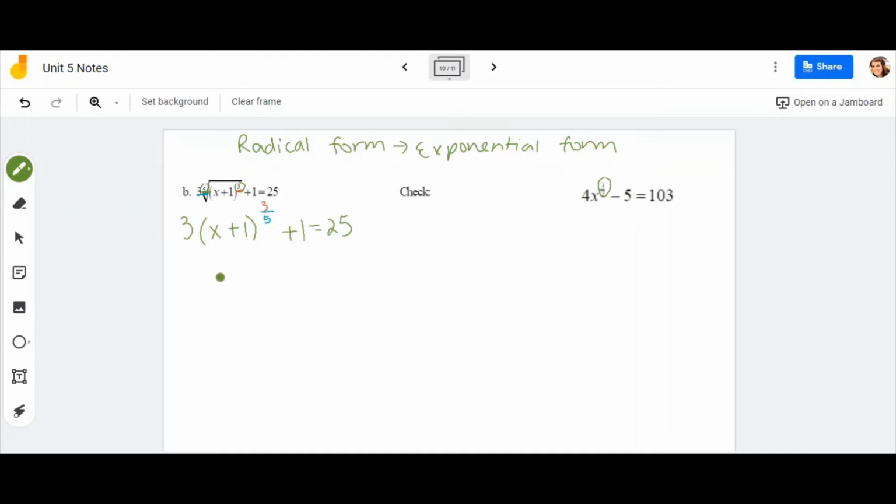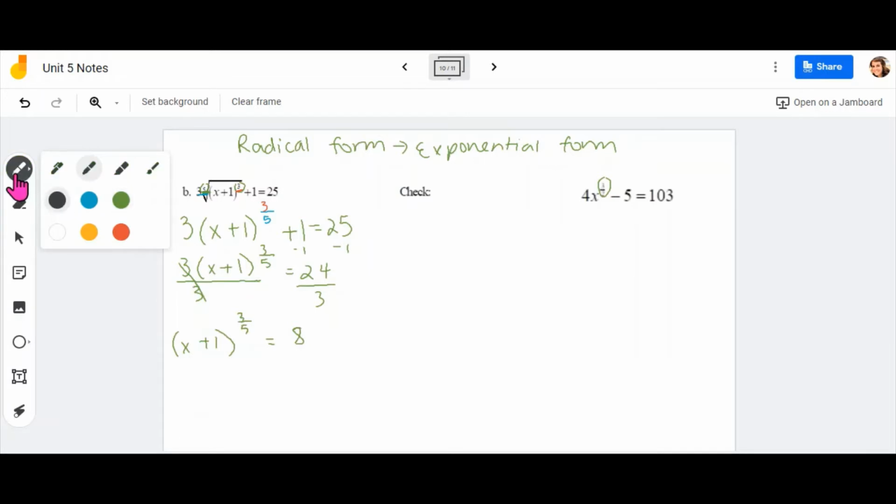Okay, so just like we practiced isolating the radical, we want to isolate the part with the exponent. So I'm going to subtract this 1 over, so I get 24. And then I see this 3 out front, I can divide by 3, so those 3's cancel. So I'm left with x plus 1 to the 3/5 equals 8.